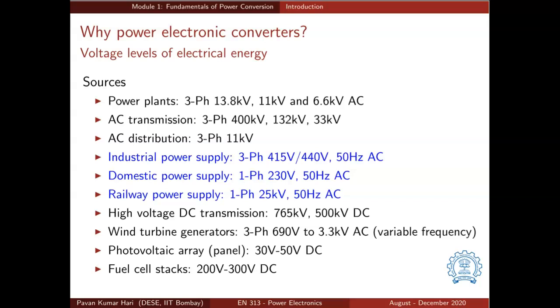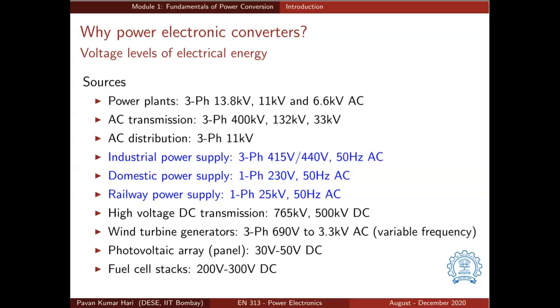Similarly, we have photovoltaic arrays or panels usually operating at 30 volts to 50 volts DC, and fuel cell stacks operating at 200 volts to 300 volts DC. These energy sources also have to be interfaced with AC utility or AC loads.